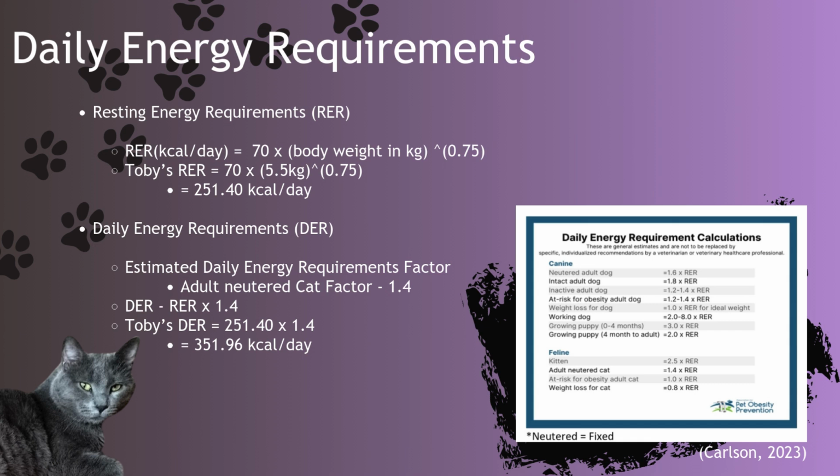His daily energy requirement: the estimated factor for an adult male neutered cat is 1.4. So the daily energy requirement equals the resting energy requirement times 1.4. So Toby's DER is 251.4 times 1.4, making his intake 351.96 calories per day.